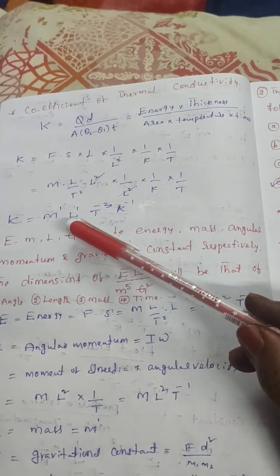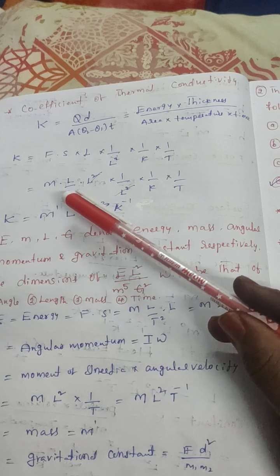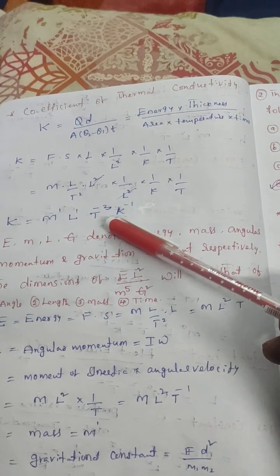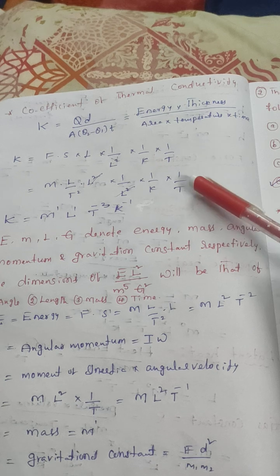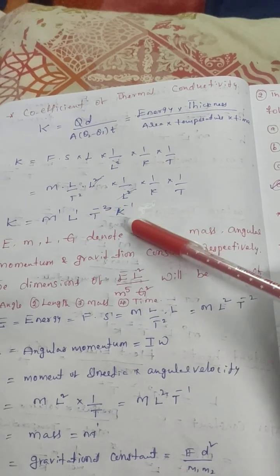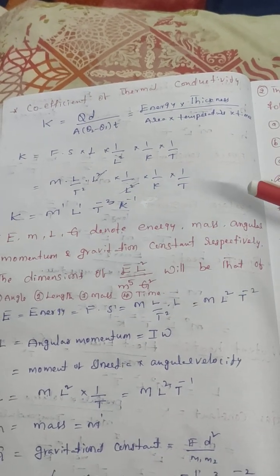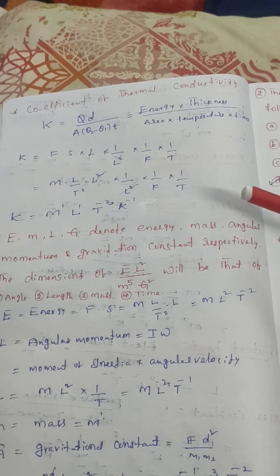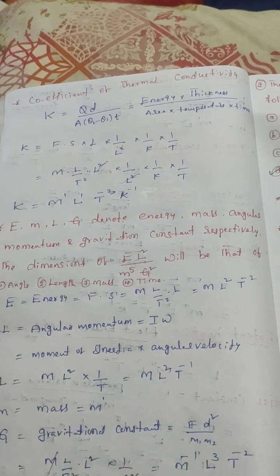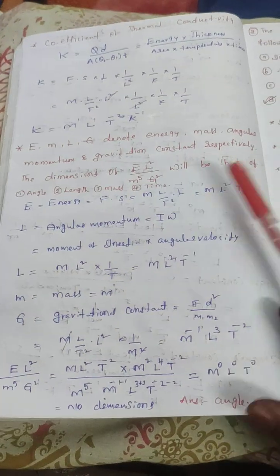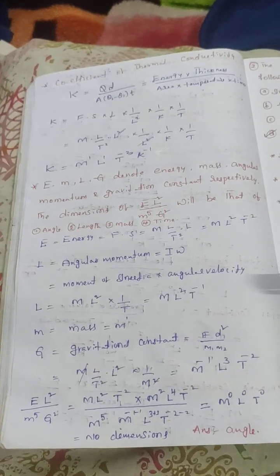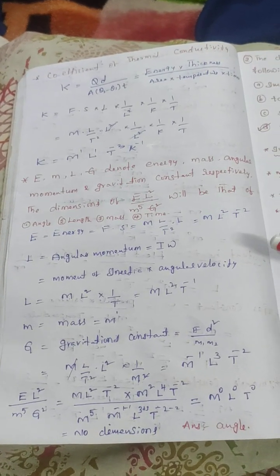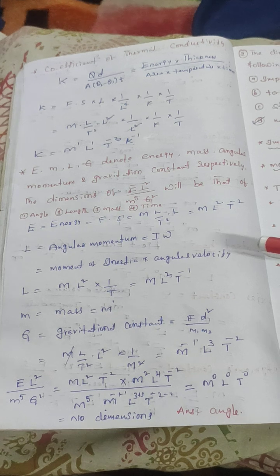Coefficient of thermal conductivity dimensions: M power 1, L power 1, T power minus 3, K power minus 1. This is the dimensional formula of the coefficient of thermal conductivity. Based on this one problem we will do. You must remember all formulas. Based on formulas, we can easily write dimensional formulas.